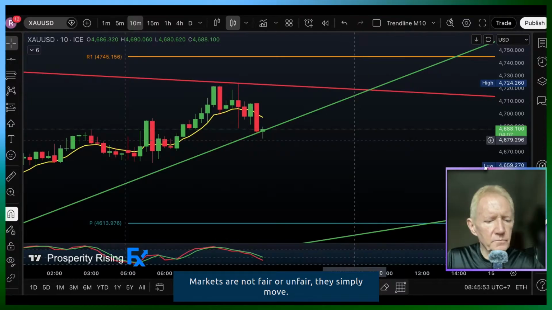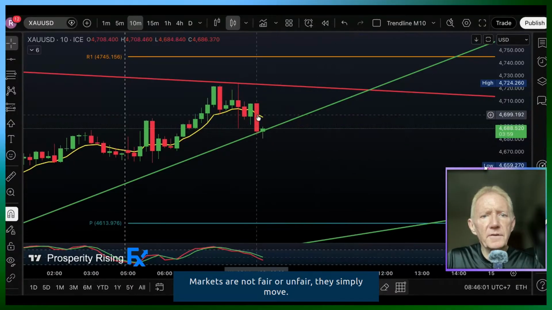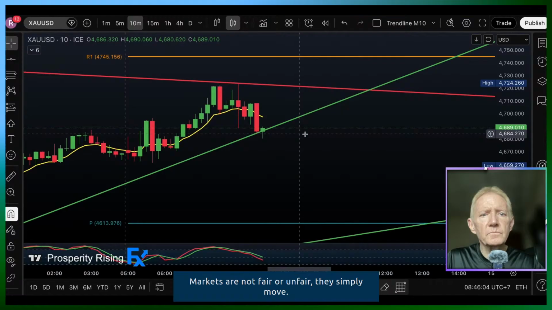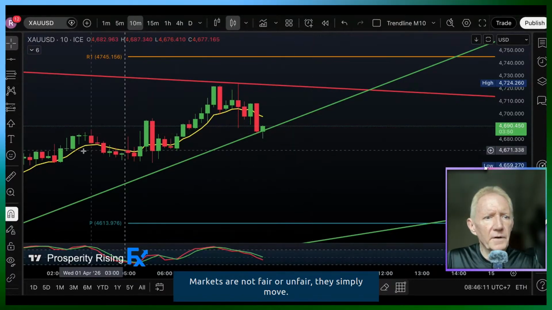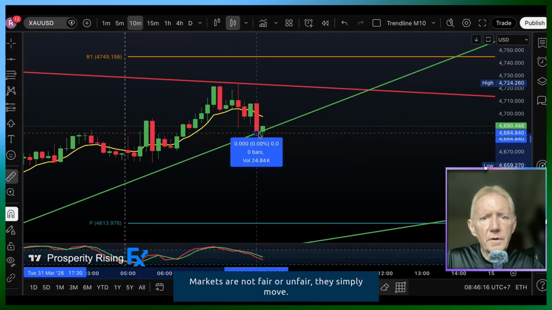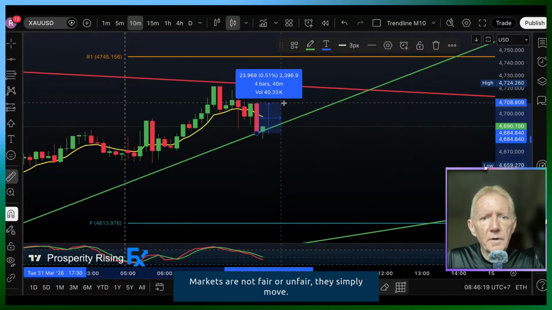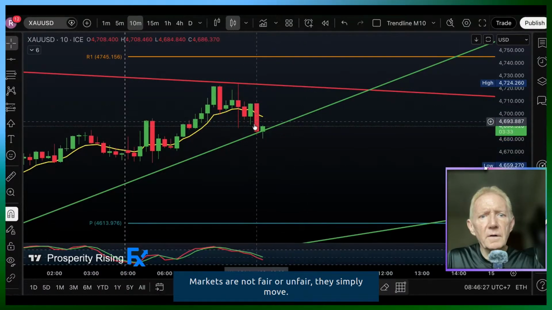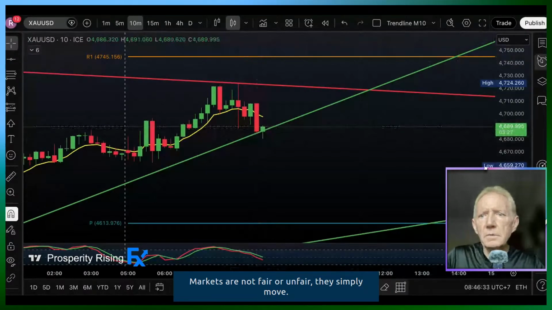And you would think a 200 pip stop loss would be enough, but gold can move 200 pips so easily, as it did just in this 10-minute candle. In fact, that one 10-minute candle was more than that. That was 240, 236 pips in one candle. $23 in one candle. Amazing.